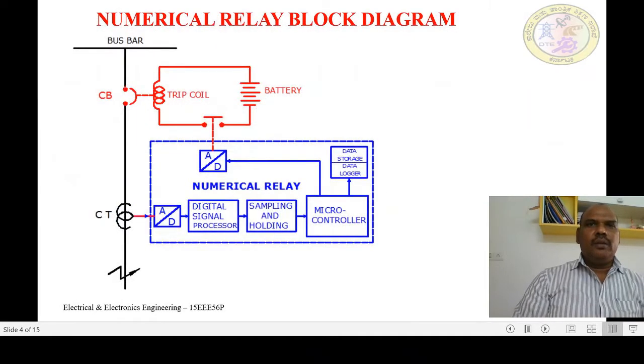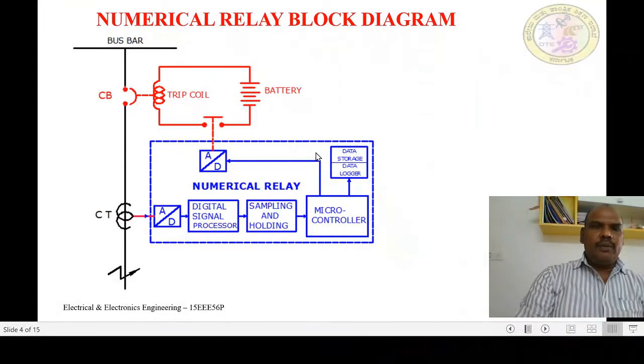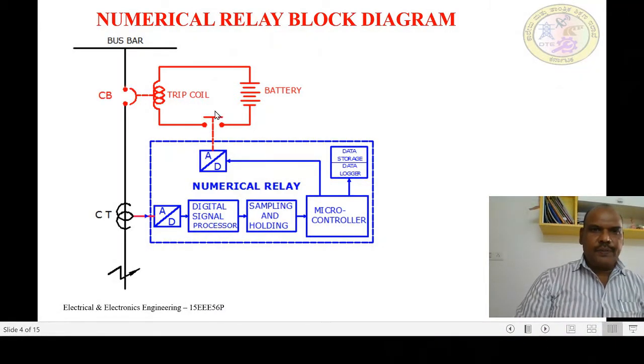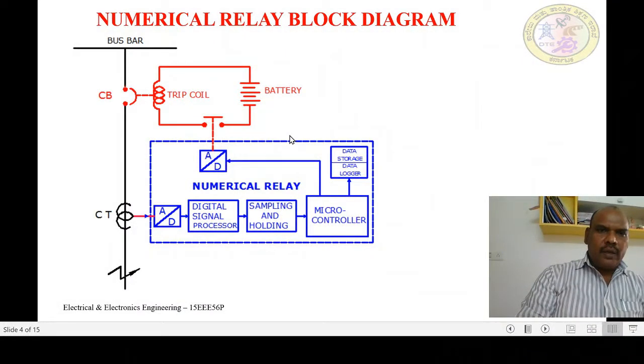Now let us see the block diagram. So in this diagram, you can see here, this is the feeder to be protected. This is the line which has to be protected. This is a circuit breaker which has to be operated under faulty condition. This is the trip coil circuit of the circuit breaker. This is the switch which has to be closed under faulty condition. Now let us try to understand how this switch is closed by this numerical relay.